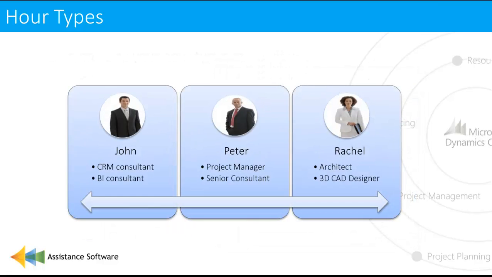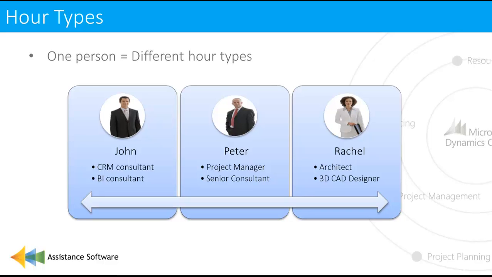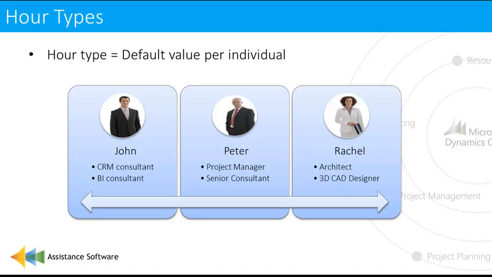And because a person can play different roles within or between different projects, you can link more than one hour type to each individual. Assistance PSA will even allow you to set a default hour type per individual. If no default value is defined, PSA will then display in the timesheet the hour types by alphabetical order.